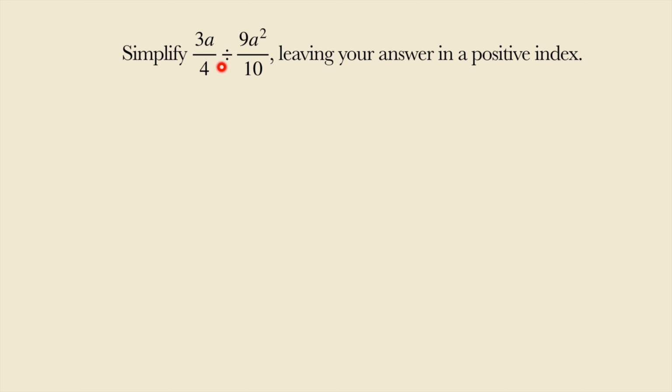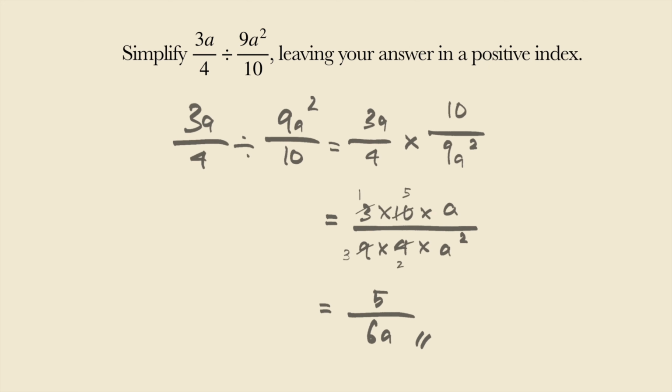Here we've got this fraction divided by this fraction, answer in positive index. Well, the first thing I know I'm going to do is to convert this to a times and flip this fraction. So that means we'll change it to a times. 10 goes up, 9a squared comes down.